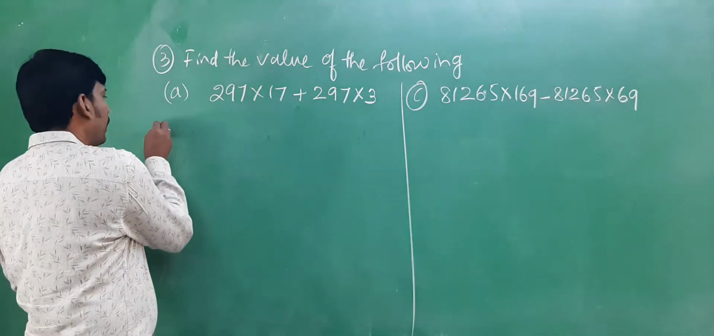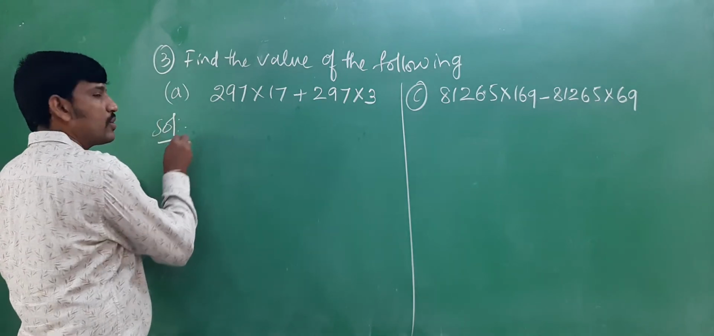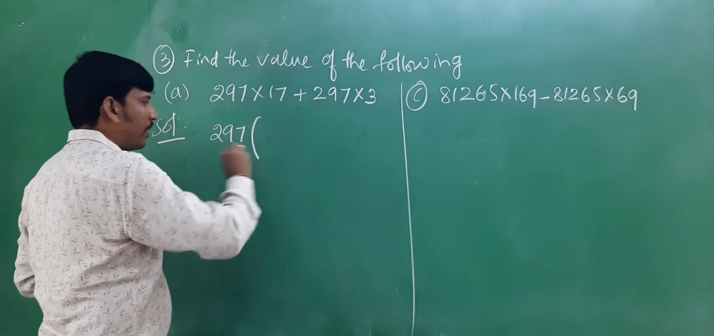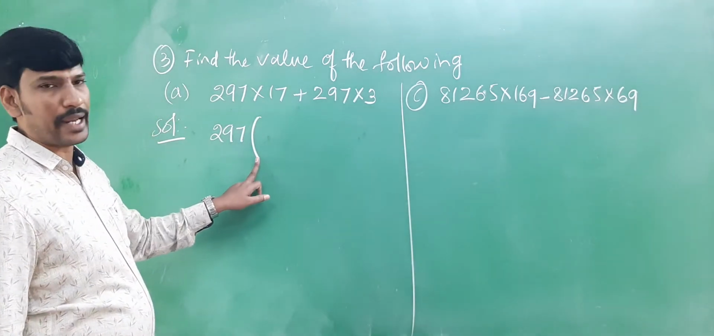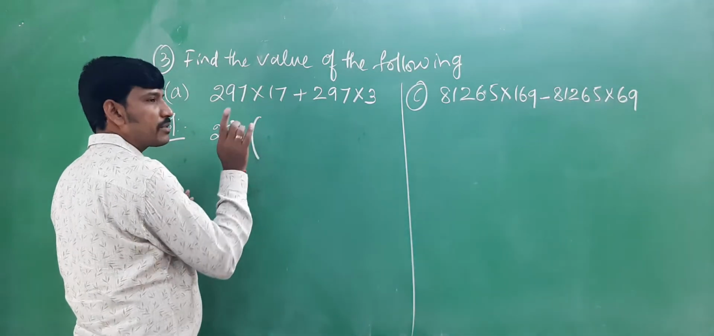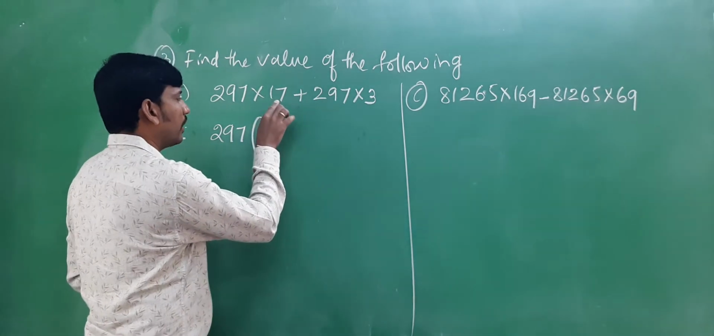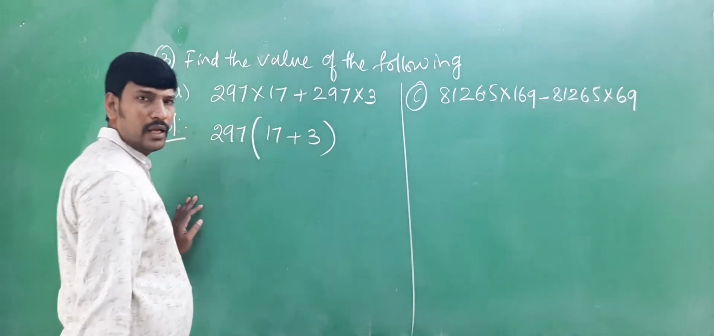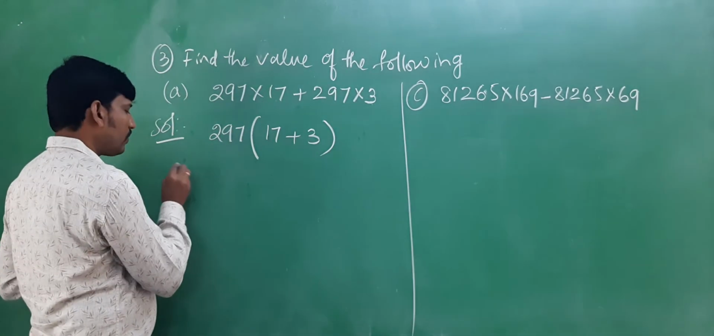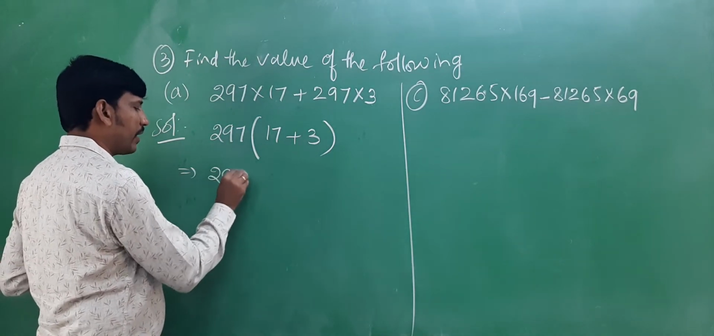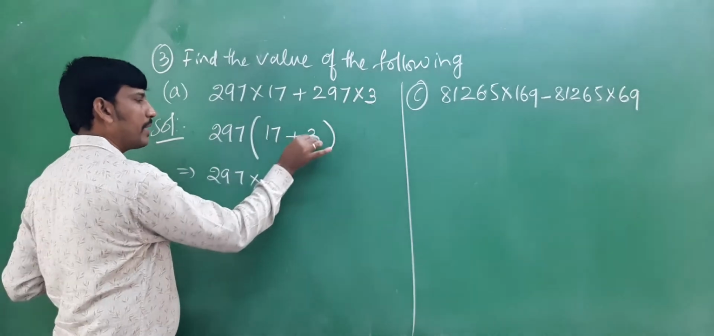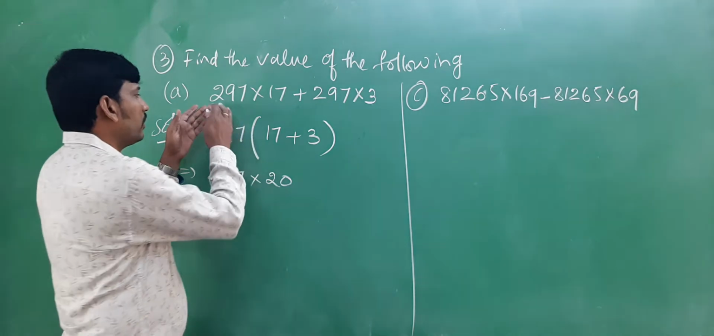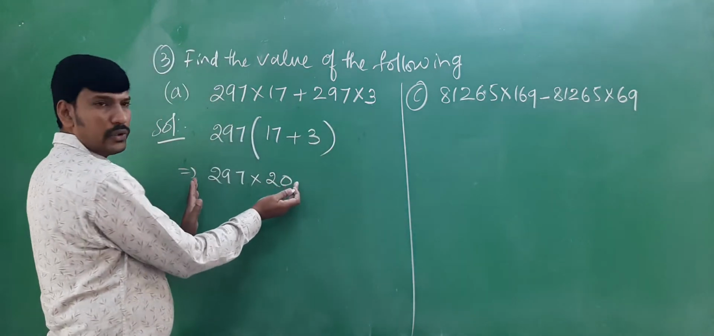So what I am going to do here? I will take the common 297. If I take 297 as the common, let's start the bracket. Bracket indicates multiply. Keep it in mind. Here the leftover part is 17, here 3. Now, which implies 297 into 17 plus 3 is 20. Clear? Now, this big problem we convert into a small one.